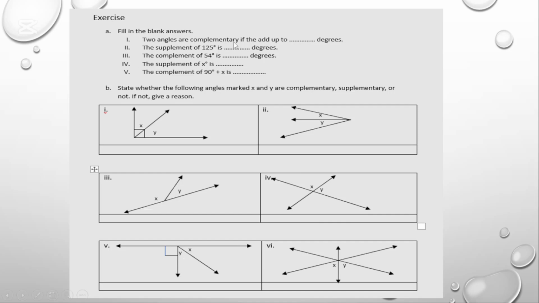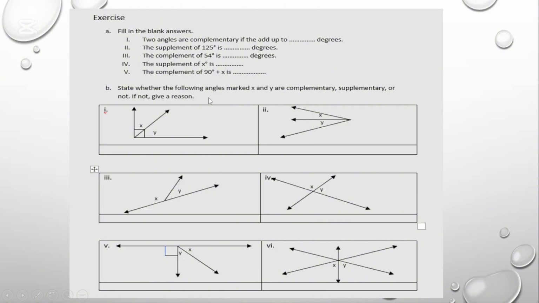The supplement of x is, we do not know the value of x, but the word supplement tells us that we must subtract x from 180. The complement of 90 plus x is, we do not know the value of x, but we know we must subtract 90 plus x from 90 degrees.